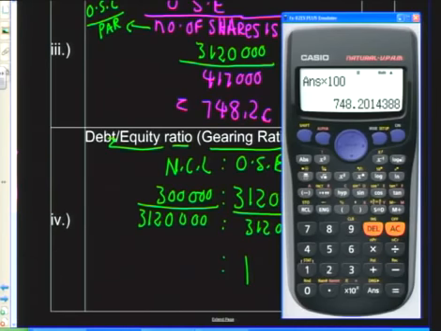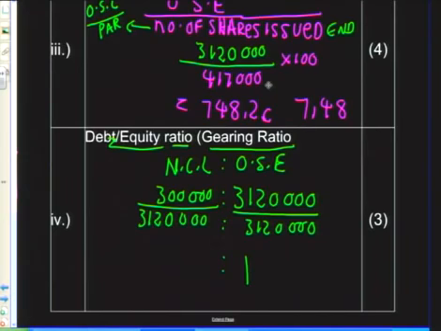Okay, calculators out. 300,000 divided by 312, and again, lots of zeros. And that gives me 0.09, or if I round off, 0.1.